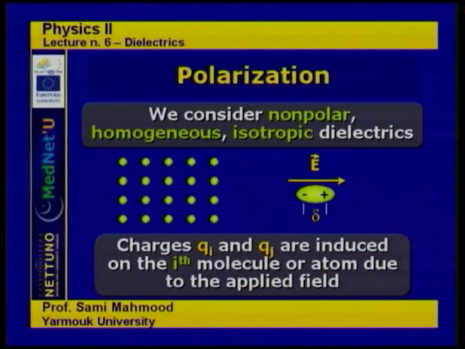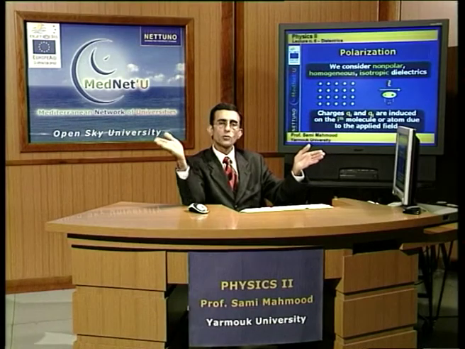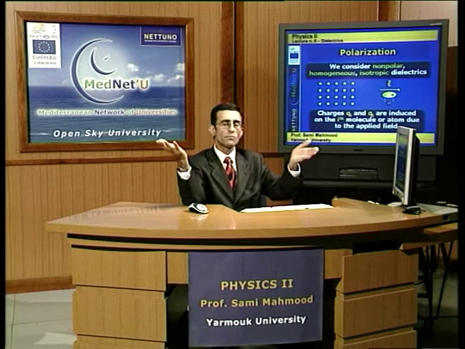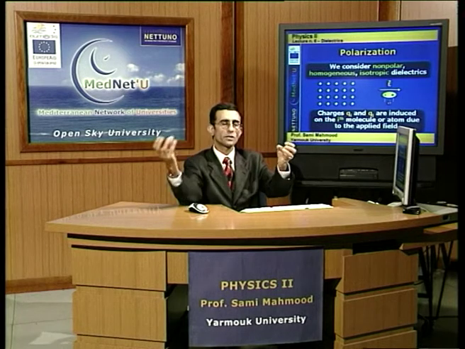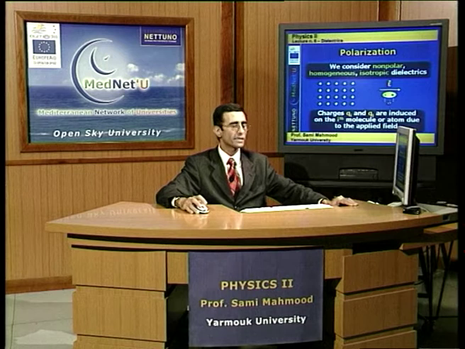Due to the influence of the electric field, due to the force applied to the molecule, there are charges Qi and Qj that are induced on the ith molecule or atom due to this application of the field. So this separation of charge induces a charge Qi on one end and Qj on the other end. And we can view that Qi is equal to minus Qj. It's the same charge, but on one side it's positive and on the other side it's negative. So let's keep in mind that Qi is equal to minus Qj.